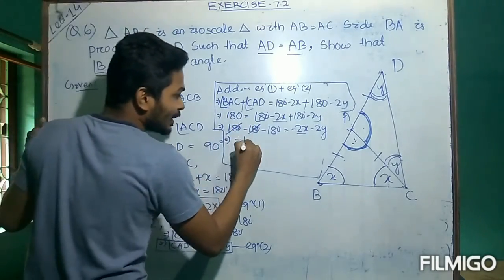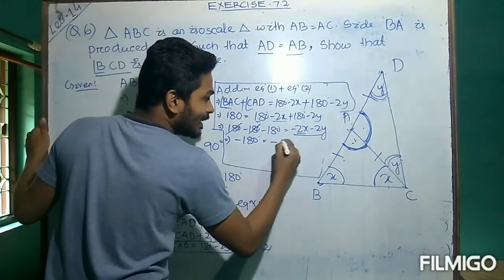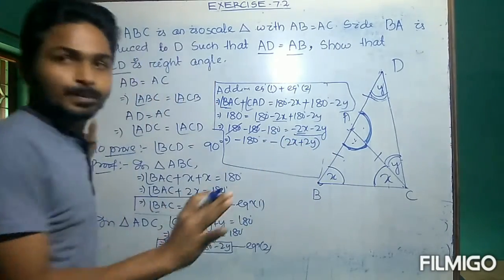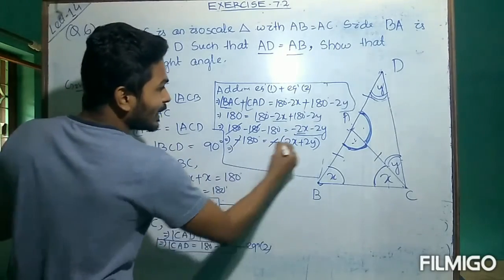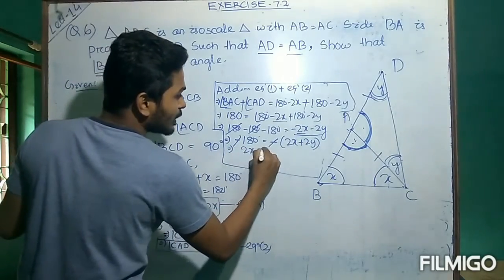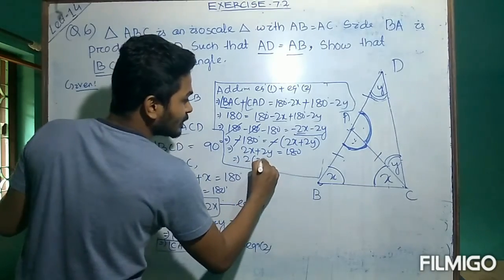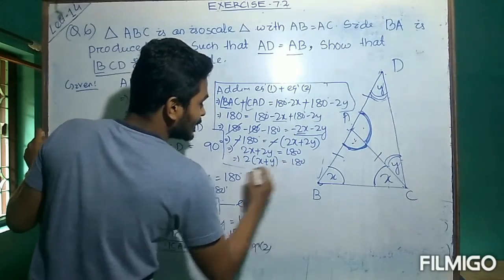So what is remaining? Minus 180 degree is equal to... Now we can take minus h common, 2x plus 2y. This is clear, na? Negative sign, cancel. So what we will get? We will write it fast. 2x plus 2y is equal to 180 degree. 2 is common, so x plus y is equal to 180 degree.